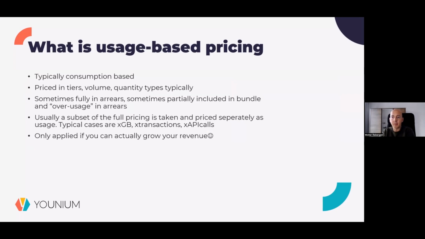Often you see this priced in tier-based or volume-based agreements, or sometimes simply a quantity. So it's €1 per X. Sometimes it's fully in arrears, sometimes part of it is included in the actual bundle. And usually this is made by taking a subset of your existing pricing. So you now have pricing that is 500 euros per month or something like that. And you take part of that off. So it's going to be 400 euros. And with the usage, you have the potential to make it 150 euros extra. So you end up at 150.